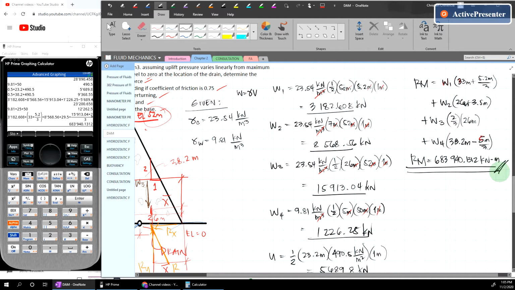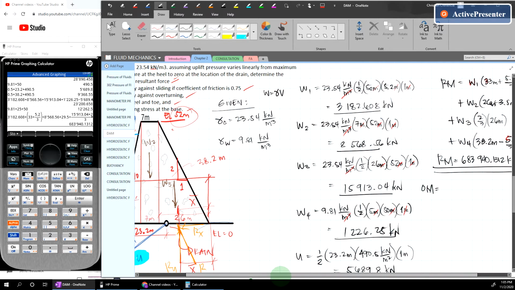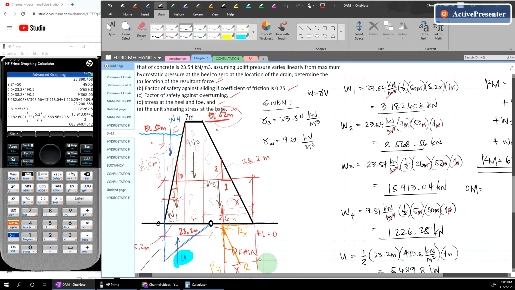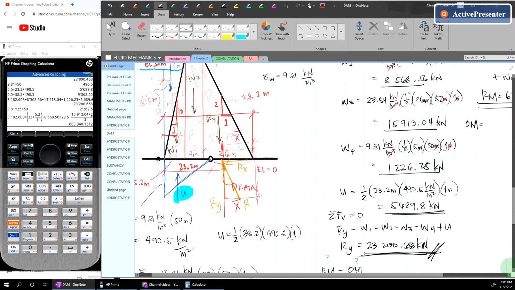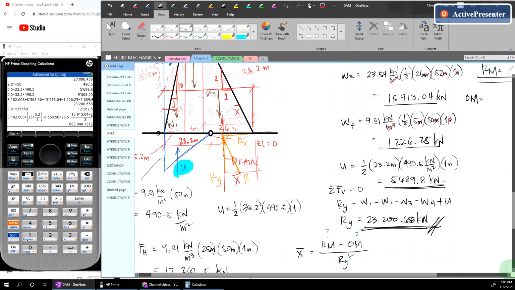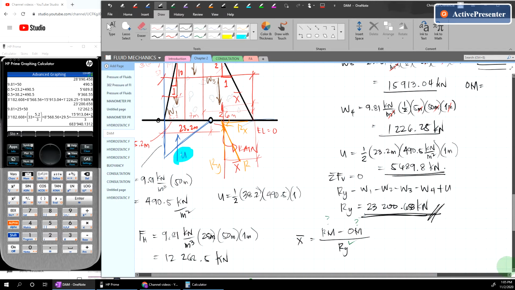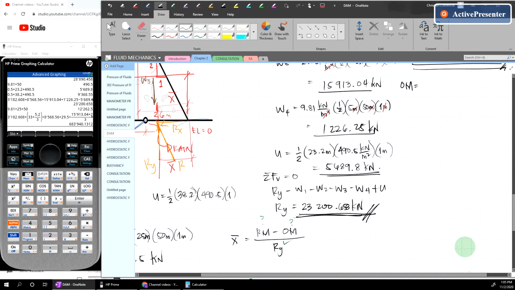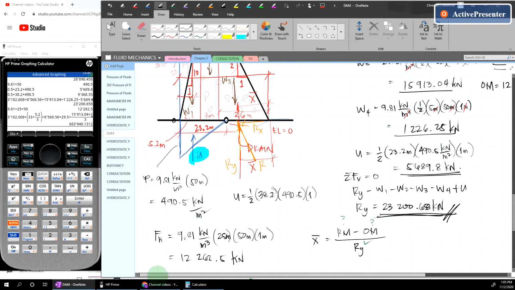Okay. So paano naman yung ating overturning moment? So una natin yung hydrostatic force. Ito na yung U pala natin. Yung FH muna. Unahin ko muna FH. Ayan. So we have 12,262.5. This is kilonewton. And then ang moment arm natin.